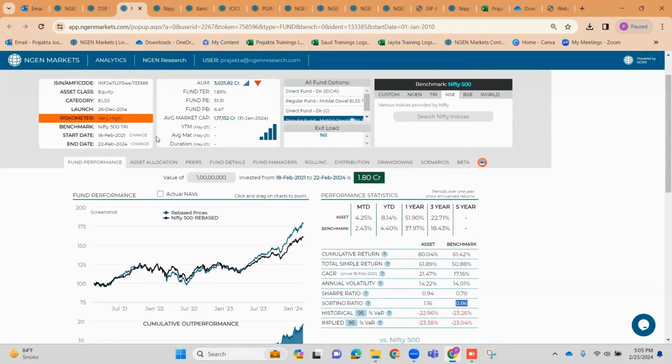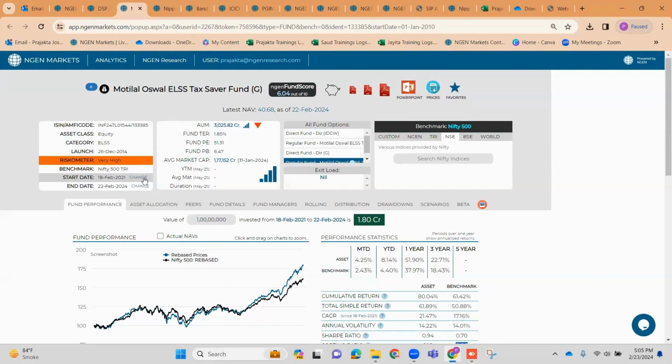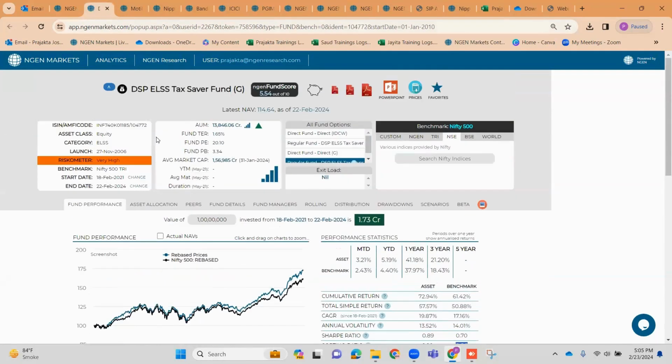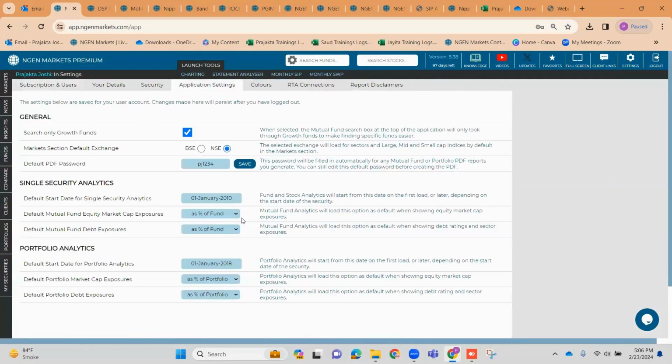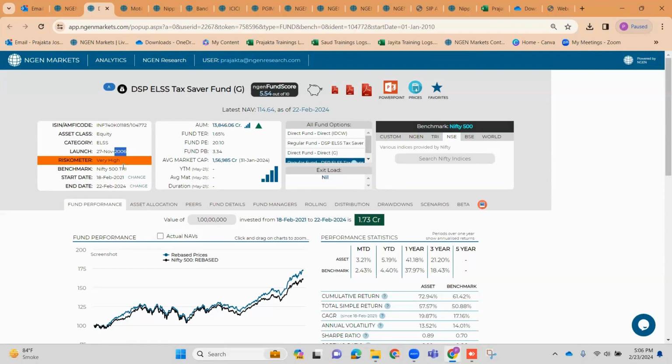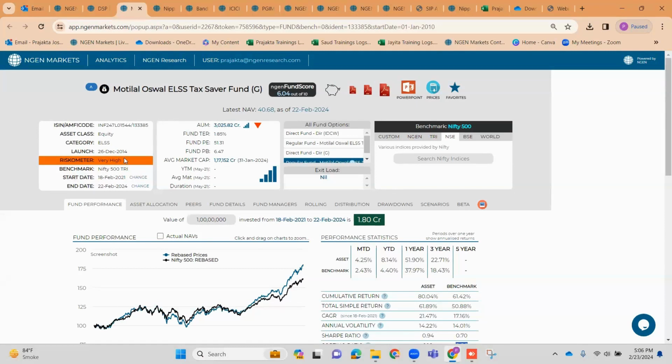All right. So I was under the impression that you were taking the Sortino basis the time period of the analysis that we are doing. Here what I understand is that it is since inception. Yeah, by default, you can also change that. When you load this fund, the default start date was 2010, because in your platform settings, the default start date when you load any fund is set as 2010. You can change it. Because this DSP fund was launched in 2006, it took 2010 as the start date. But when we loaded Motilal Oswal, it started only in 2014. So the default start date, when you click on that and open it in a new tab, took something else, 2015, which happened to be the date it started trading.